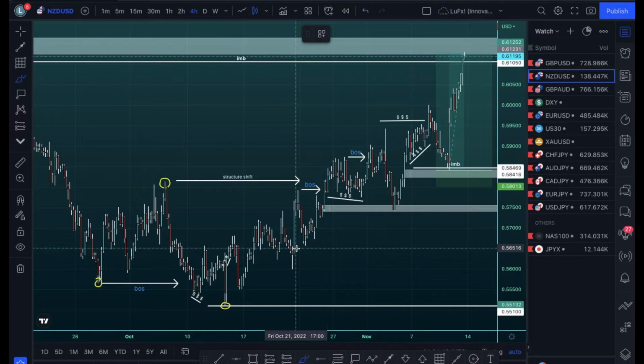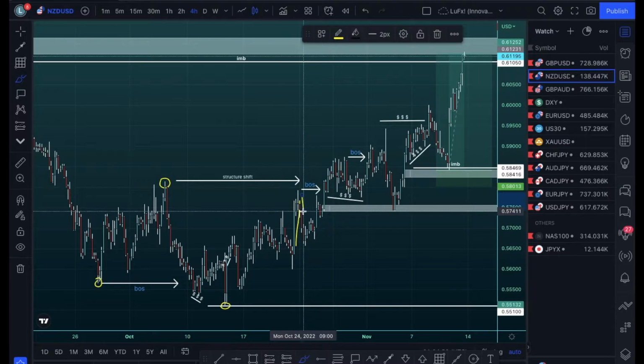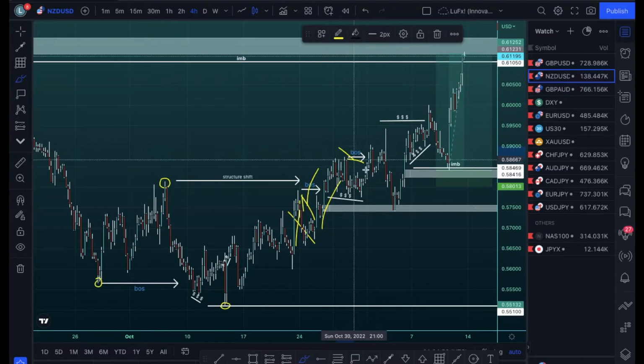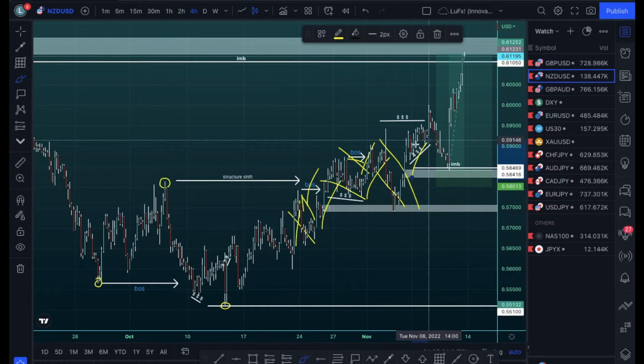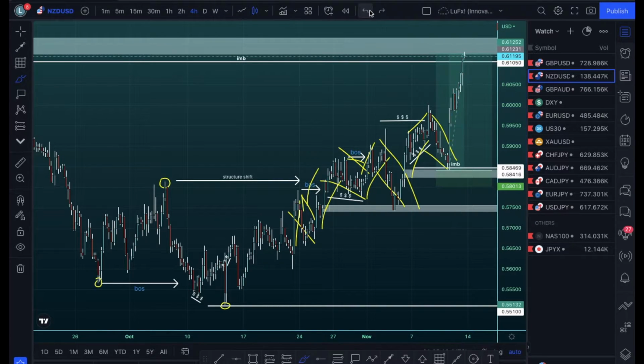So impulse up, correction down. Impulse up, correction down, if I can draw this right. Impulse up, small impulse, tiny correction. Impulse up, kind of correction range, correction, and then impulse up, right? So that's just how the market flows and how it moves.